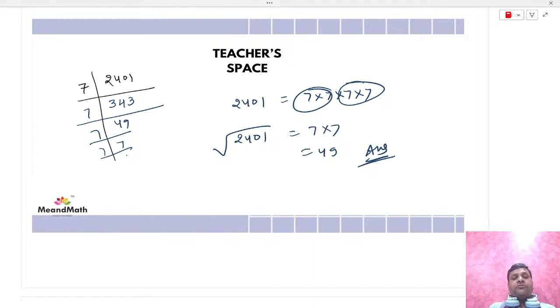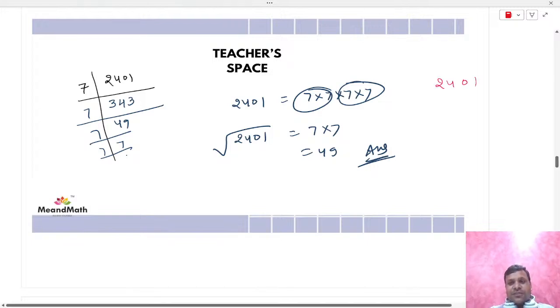You can also use the approximation method here. 2401, make the pair, unit digit is 1, so the unit digit of the answer is either 1 or 9. 24 comes in between 4 square and 5 square, means 16 and 25. So the answer is either 41 or 49. 5 तो नहीं हो सकता ना, 5 तो बड़ा है 24 से. So either 41 or 49.